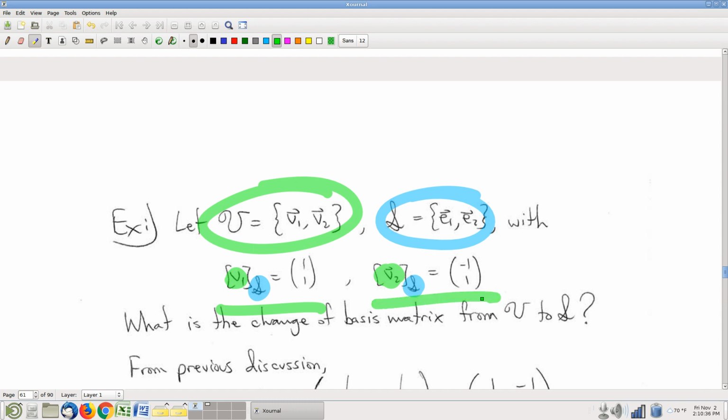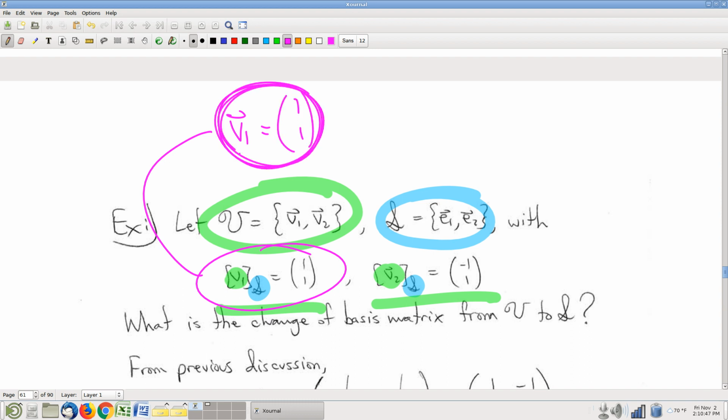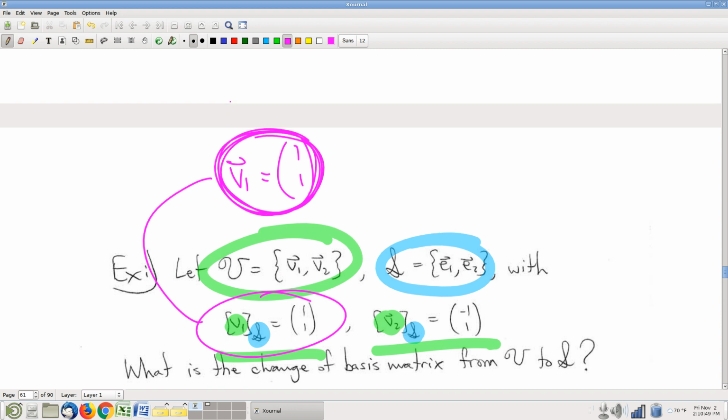Very often this equation here would just get written as V1 equals (1,1). The only thing is, if I write V1 equals (1,1), it's not clearly indicated what is the basis with respect to which these are the coordinates. So here I'm just being a little bit more explicit. I'm saying, by the way, in case there was any ambiguity, I'm telling you about V1 with respect to the standard basis.